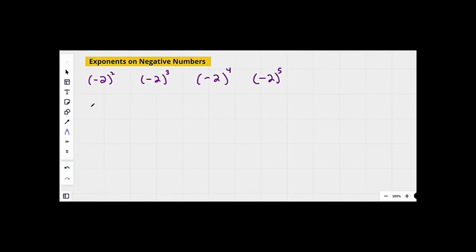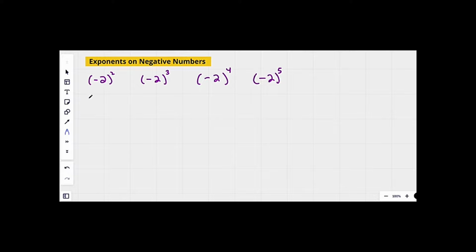When we're dealing with negative numbers and positive exponents, there's a rule that we always want to remember. When the exponent is an even number, our result is always going to be positive. But when our exponent is an uneven number, an odd number, then our answer is always going to be negative. So we're going to see that right here.